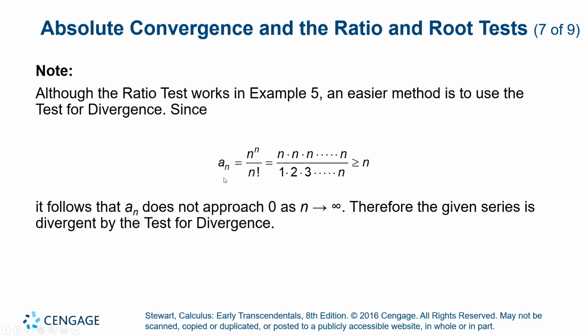So since this term a_n doesn't approach 0, the test for divergence says that you know your series is divergent. So it's a little quicker to do it this way. As we learn more and more tests, sometimes one might be easier than the other.